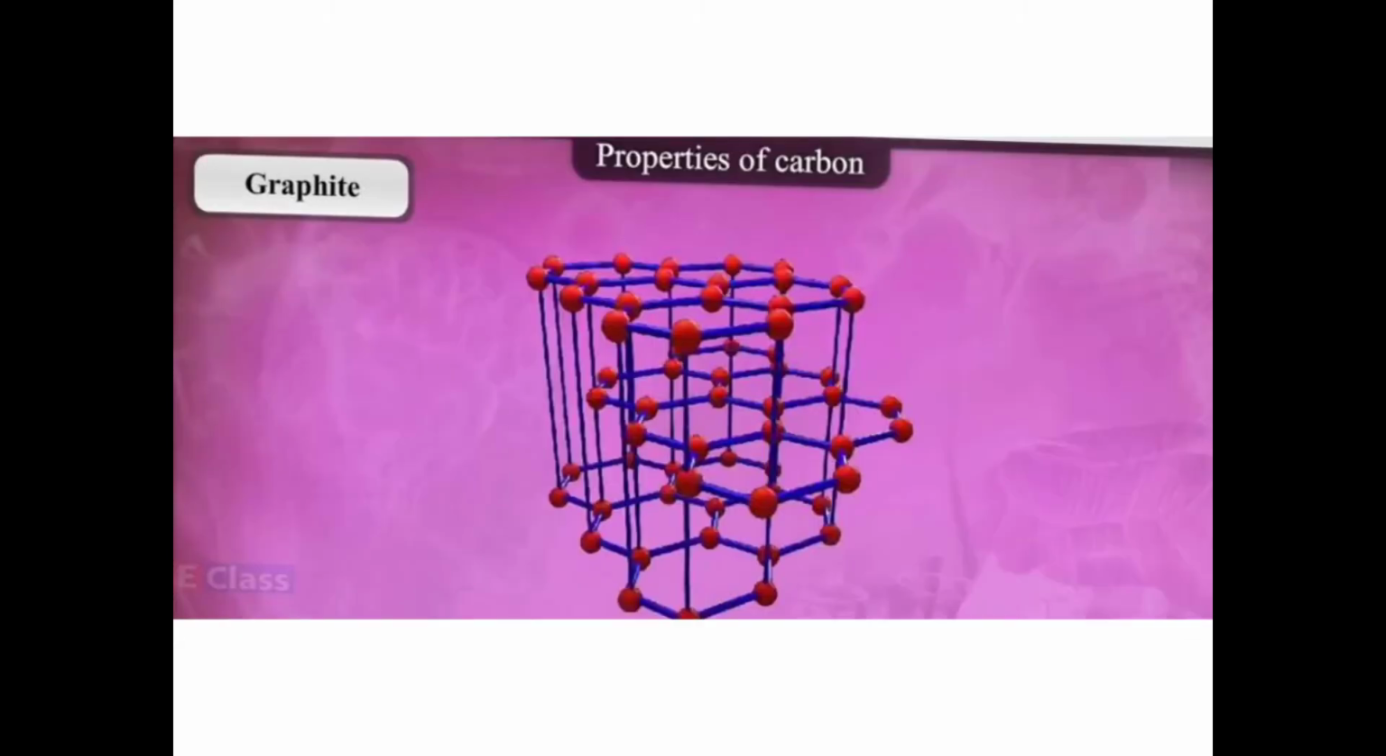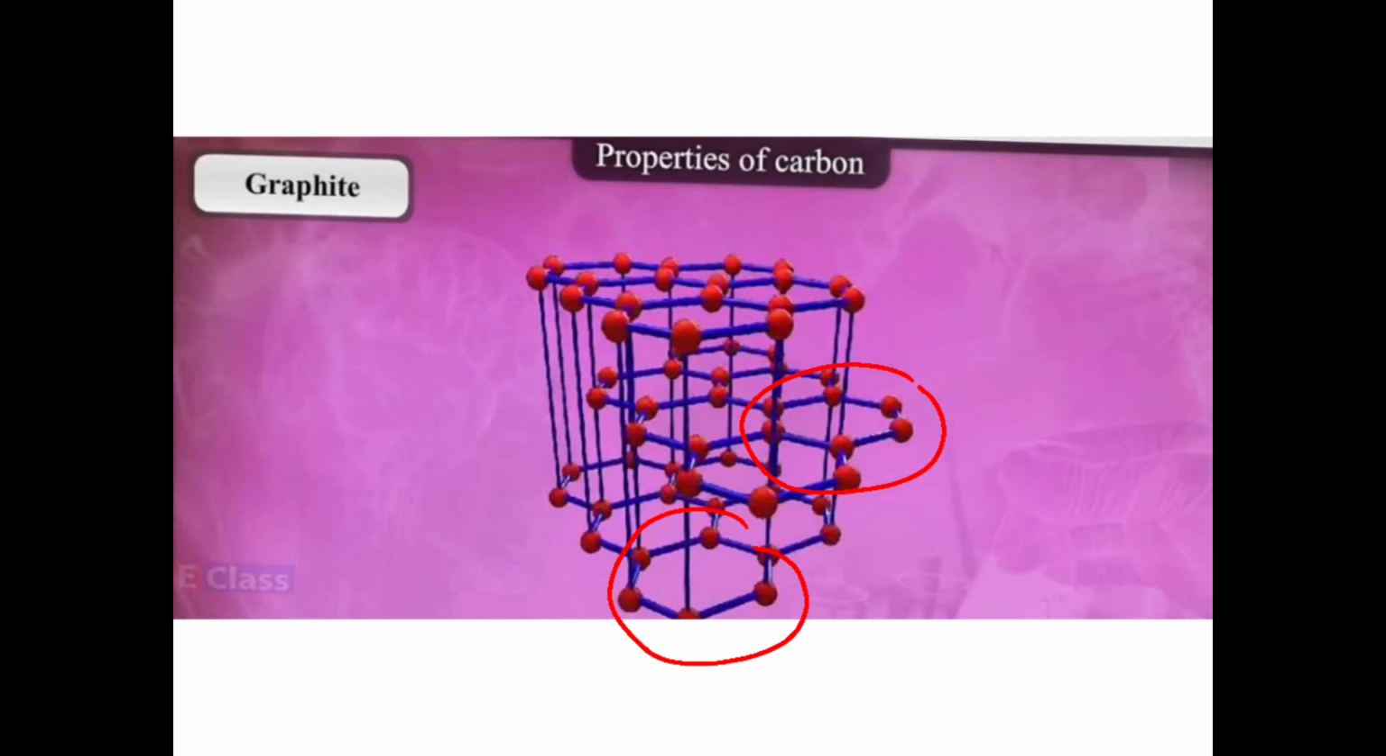Now coming to graphite, children. Every carbon atom in graphite is bonded to three other carbon atoms in such a way that a hexagonal layer structure is formed. You can observe any of these layers. You can count it: 1, 2, 3, 4, 5, 6. It shows you the hexagon, right? So a hexagonal layered structure is formed.